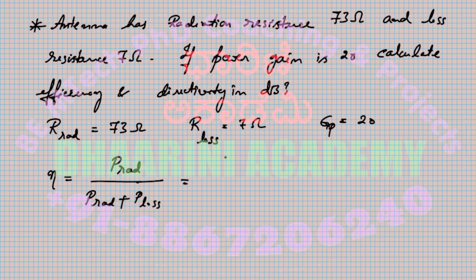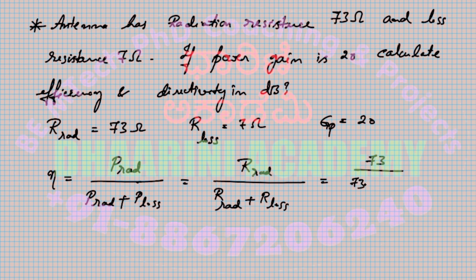But when the power is not available, maybe you have done a derivation in the theory that you can even use R radiated divided by R radiated plus R loss. So simply substitute, this is 73 divided by 73 plus 7. So 73 by 80 comes to be 0.9125. In percentage, this is 91.25%. That's the efficiency, direct equation.